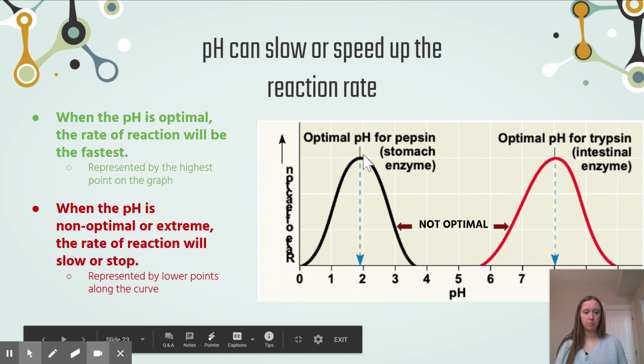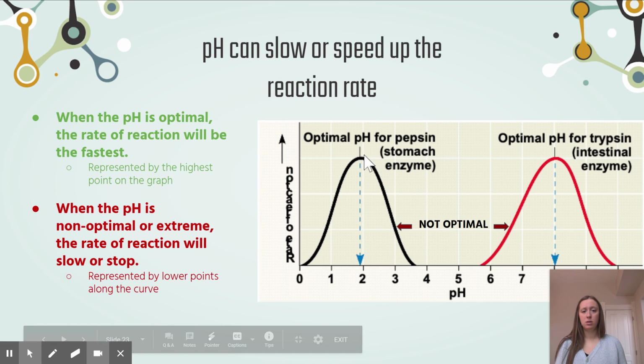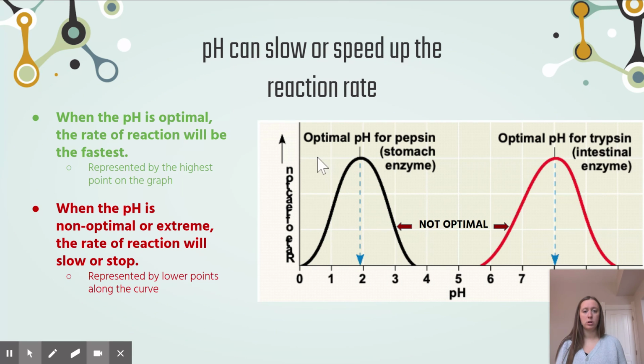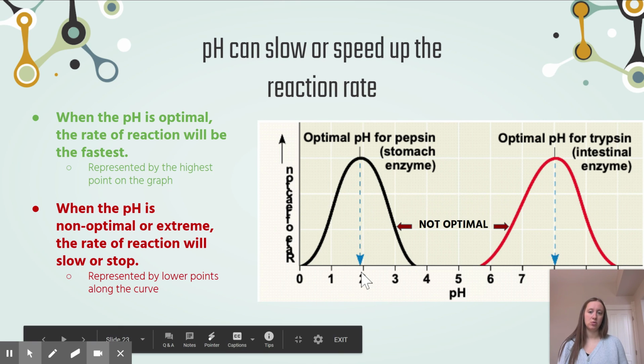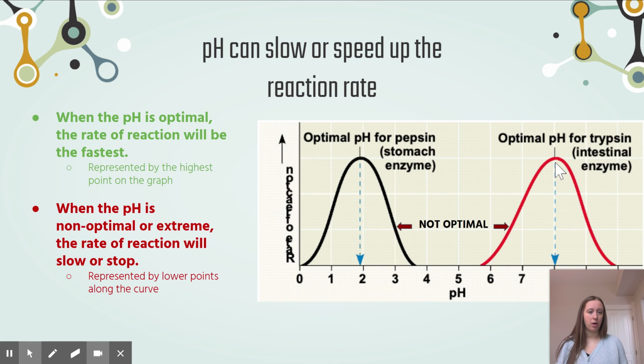So in this first example, the optimal pH for pepsin, the highest point on this graph, corresponds to the highest reaction rate. This y-axis says rate of reaction backwards for some reason, but we can see how this high point corresponds to a pH of 2. That means that will be the optimal pH for pepsin, versus trypsin, found in a different part of the body, which actually has an ideal optimal pH of 8.